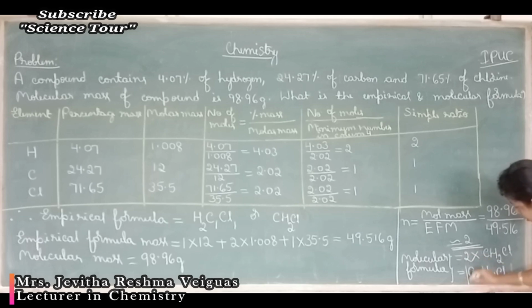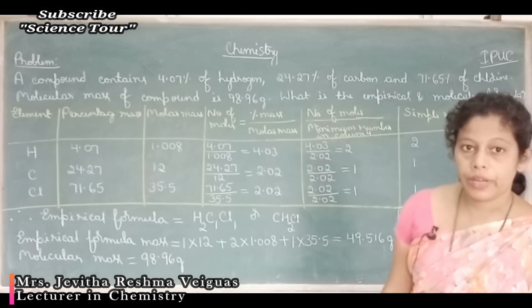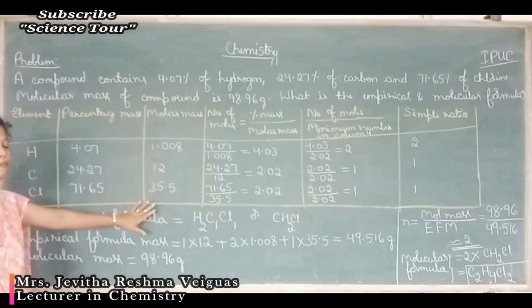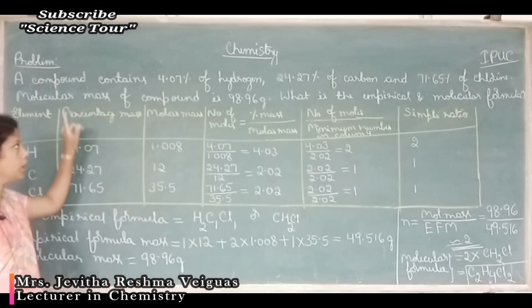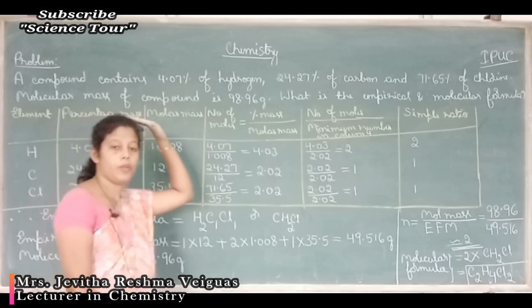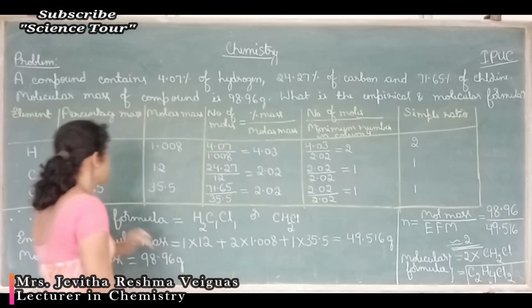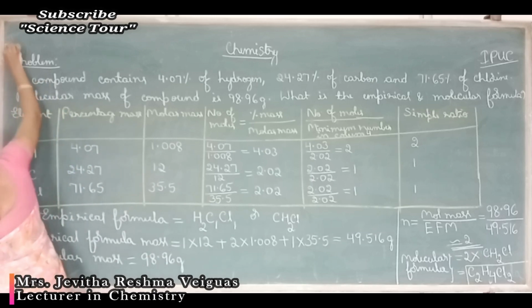So the finally formula what you get is C2H4Cl2. The molecular formula what we get is C2H4Cl2. This is how you have to calculate molecular formula when the percentage masses of elements are given. This type of problems are 3-mark questions, very important. So these problems are important.